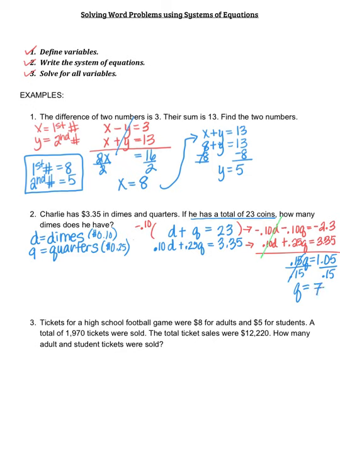To find out how many dimes, we're going to plug that back into the top equation. So that was D plus Q equals 23. And if Q is 7, and we subtract 7 on each side, I get D equals 16. So my answer is, I'm going to put it in red, we have 7 quarters.